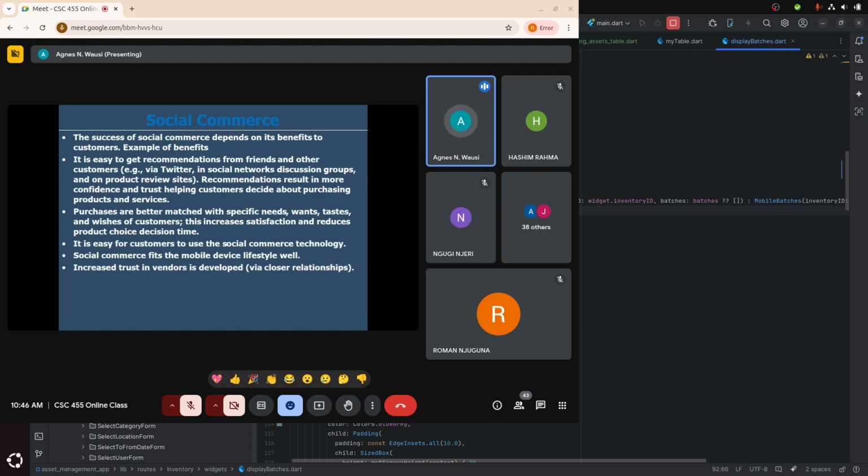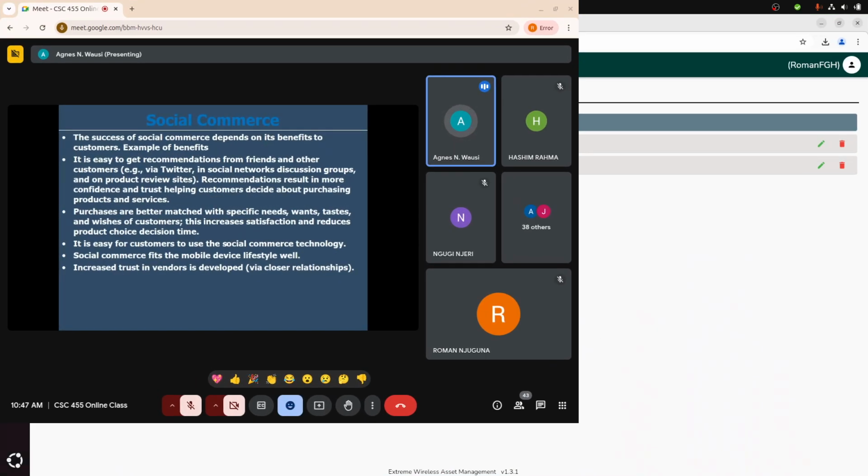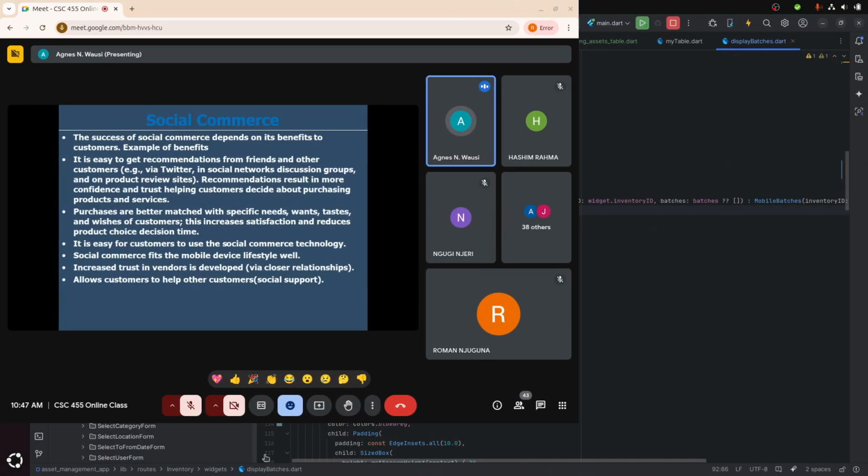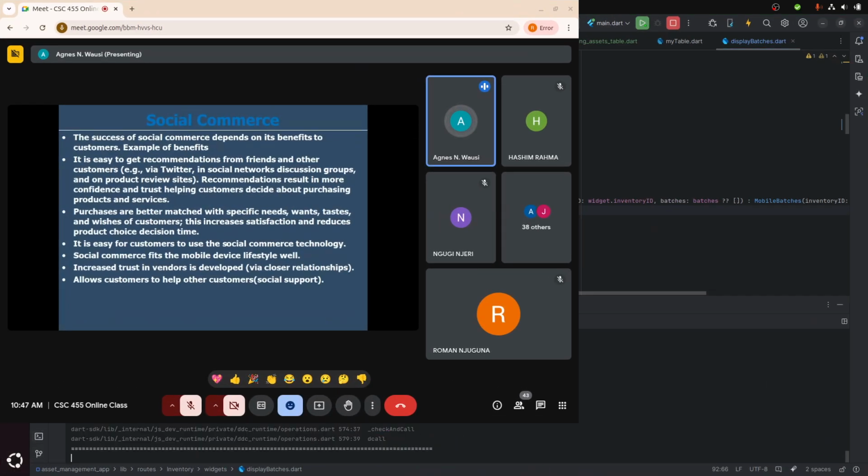So some of the benefits, or why social commerce seems to be getting traction. It's easy, you can get recommendations from your friends. Remember, you're on a social network, and that means you have your friends there. So you are able to talk to one another through the platforms, and you are able to share the things that you find that are interesting for you, and you can recommend them.